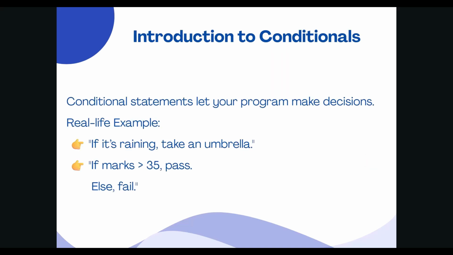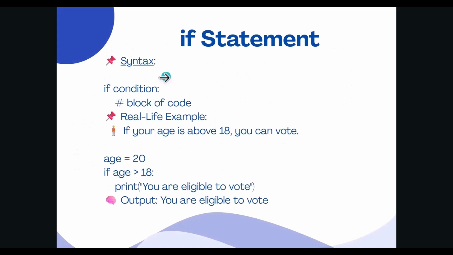So, conditional statements. In real life, we make decisions all the time, like what to wear, what to eat, or where to go. So it is based on a condition. In programming, we do the same using conditional statements like if, else, and so on. For example, if it is raining, take an umbrella. If marks are greater than 35, then you pass, otherwise you fail. So these are some conditional statements.